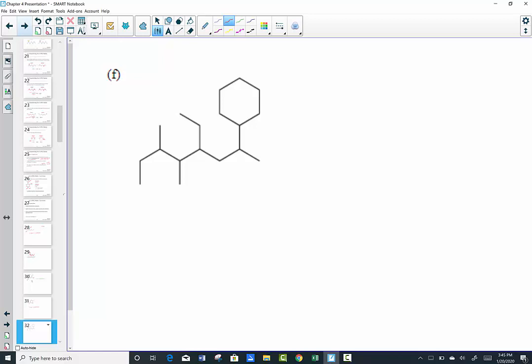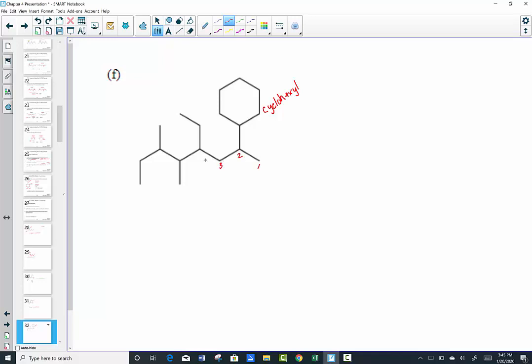Oh, that looks fun. All right, so golly, we want the most branches. So if I had called this the parent chain, the 6-membered ring, I only have 1 branch. And that's coming off of carbon 1. Well, that's certainly not going to be the most branched. So that's going to end up being a substituent. So I recognize that as cyclohexyl as the name of the substituent branch. Let's see what we find.